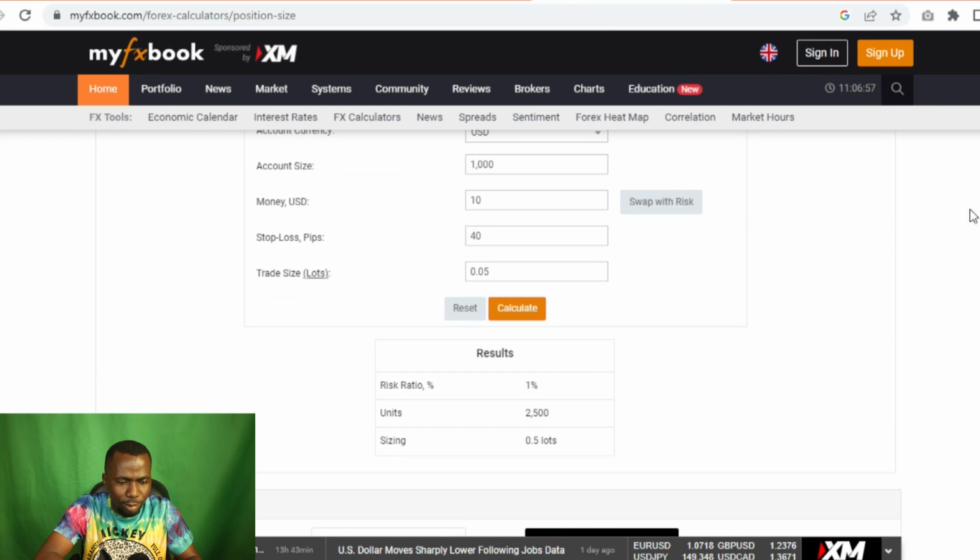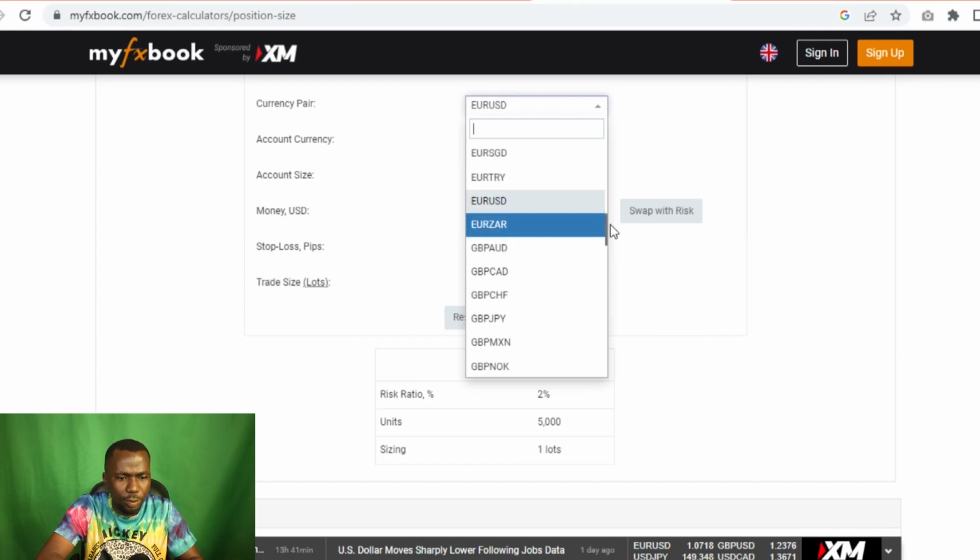So now you will see that what you are risking is 1% of your entire capital, right? And you are trading 2,500 units, but you are risking 1% of your capital. So if you are trading with 0.05, that means you are doing the right thing. You are risking just $10, meaning it's going to take you 100 times for you to lose your account. So this is how it works. Let me show you another example.